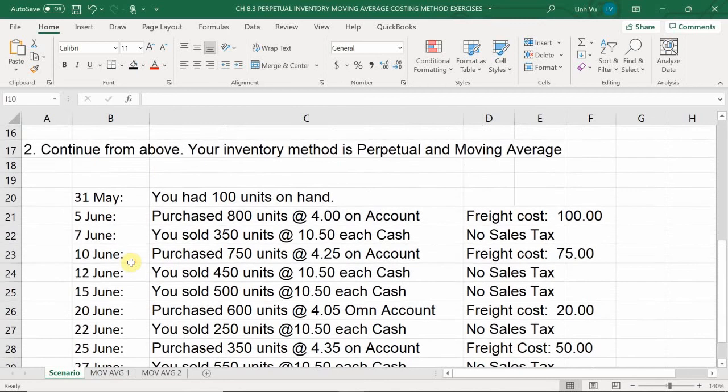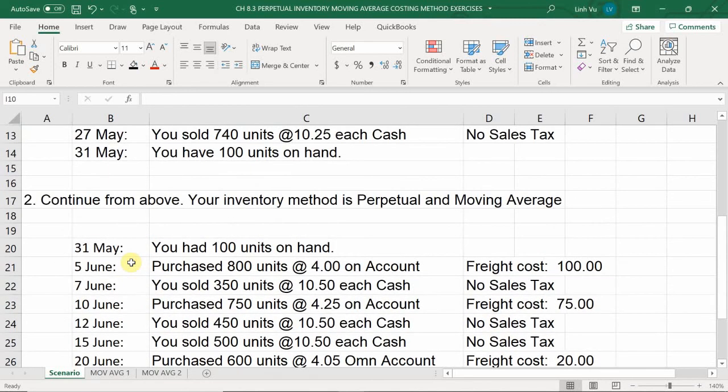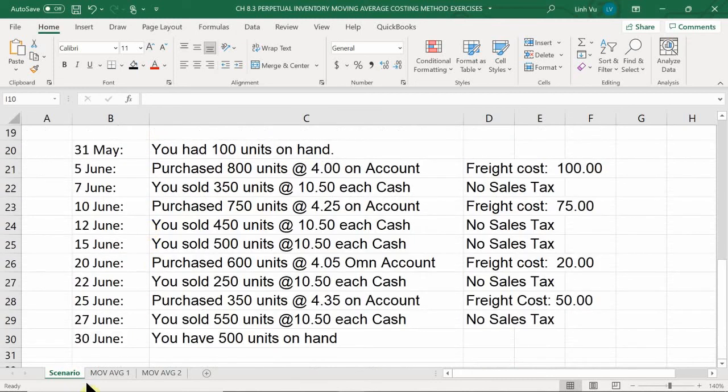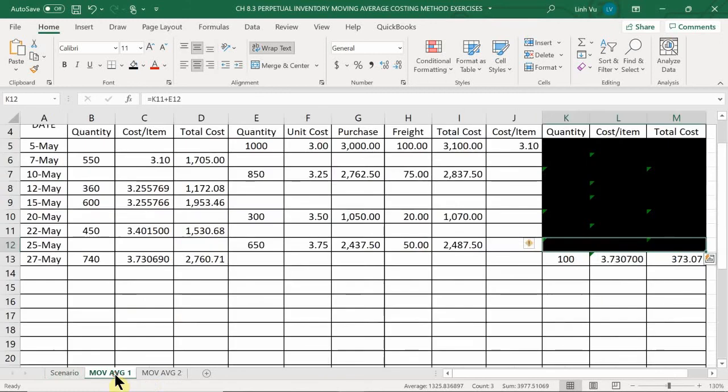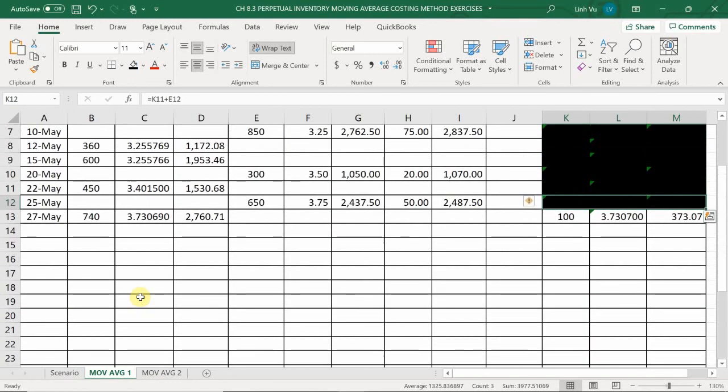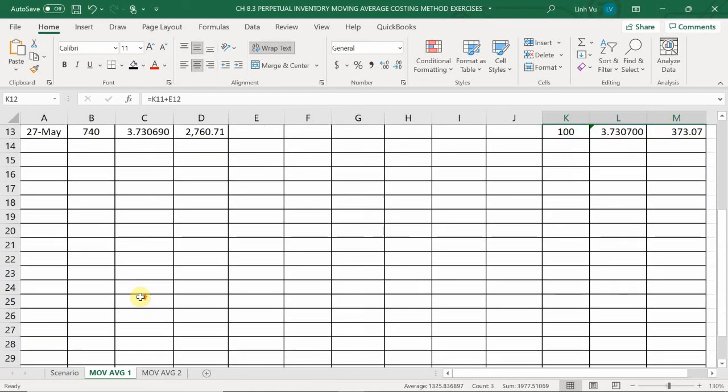Yes. Okay. So then again, number 2 asks to continue on from above, and your inventory method is perpetual and is still moving average. So in this case we have beginning inventory. You have 2 options here. You can continue with the same exact worksheet, you'll just be scrolling down more.